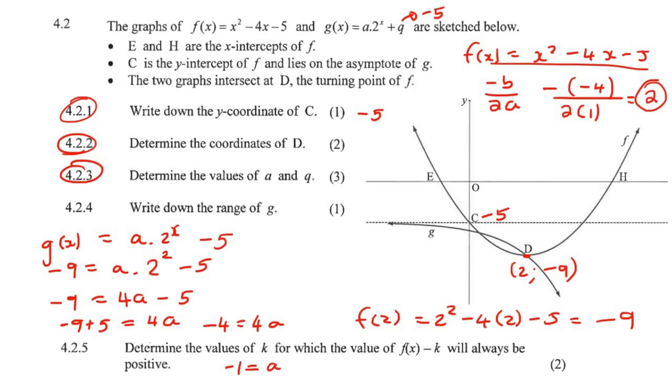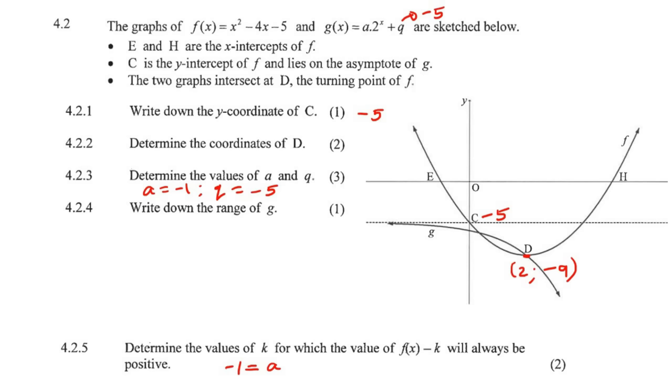And q is negative 5. Last one says, write down the range. Oh, no, it's not the last one. Here's the last one. Write down the range of g. Okay, range of g. So g is this graph over here. So we know that range is the y values. So we always go from smallest to largest.